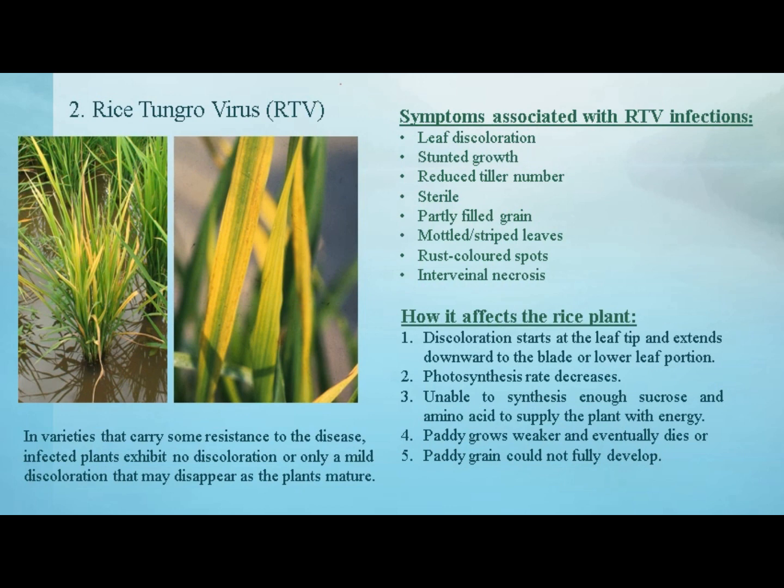Rice tumour virus. Discoloration starts at the leaf tip and extends downward along the blade. This also lowers the photosynthesis rate and causes the paddy plant to be unable to produce enough food for itself, and it eventually grows weaker and then dies. And even if they can produce yield, most of the grain will be only partly filled. That being said, some varieties do carry resistance, and the discoloration of leaves disappears as the plant matures.